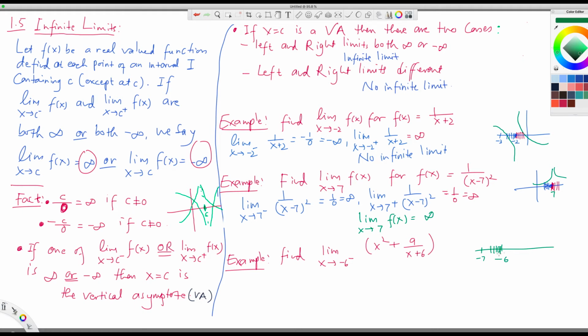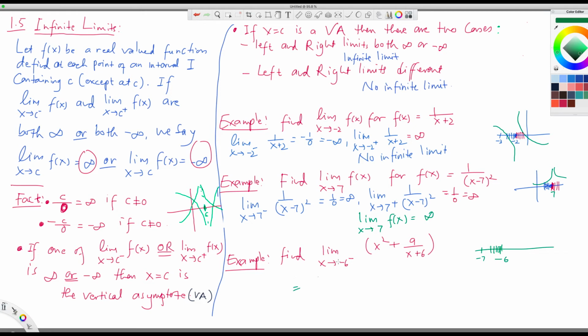You are going to negative 6 from the left. At that time, this will be negative 6.1, negative 6.001, negative 6.0001. So that value will be negative, right? But when you get very close, this will be almost 0, but on the negative side, right? So negative 9 over 0, you can think that way. So it is negative infinity.